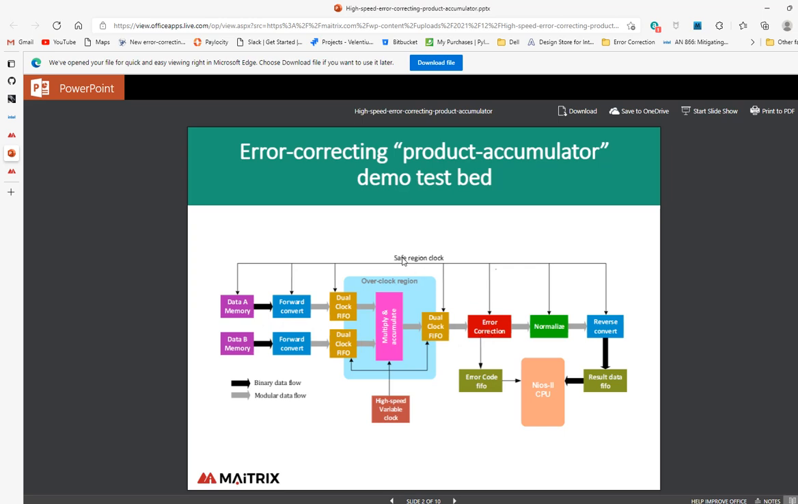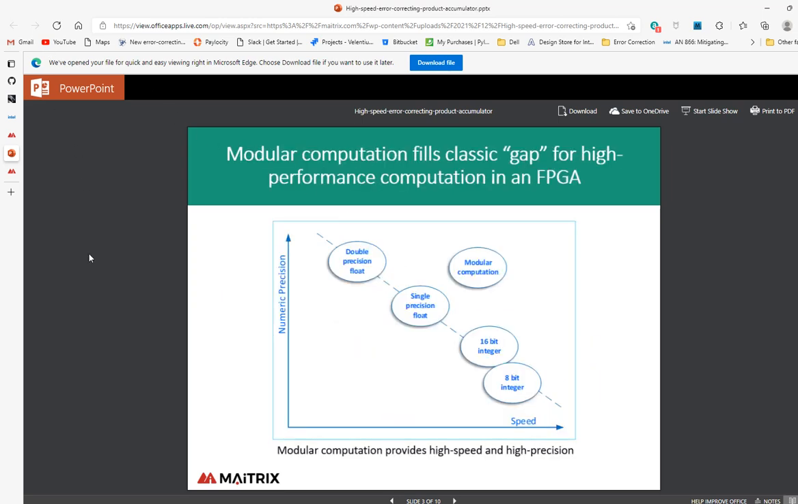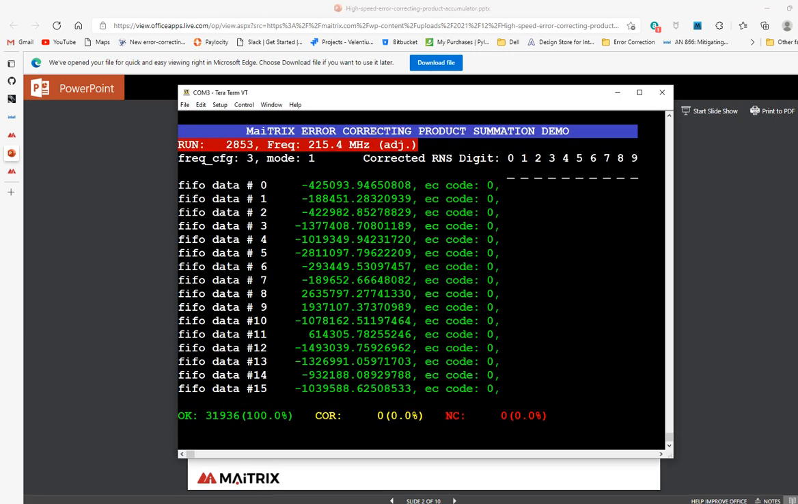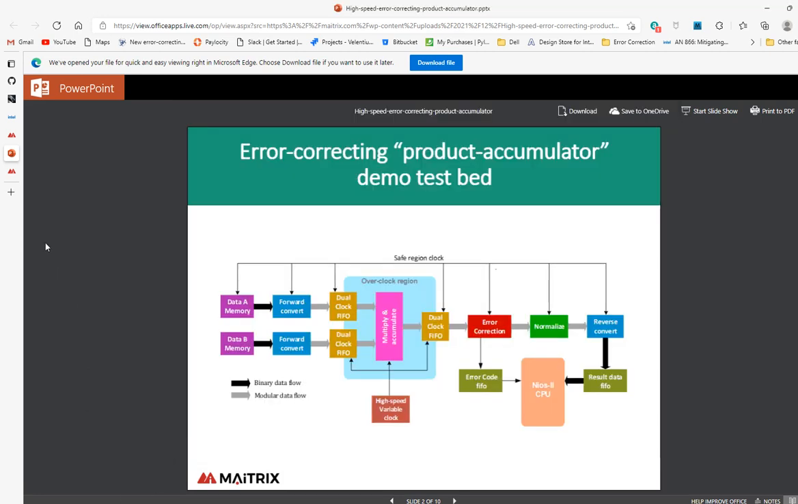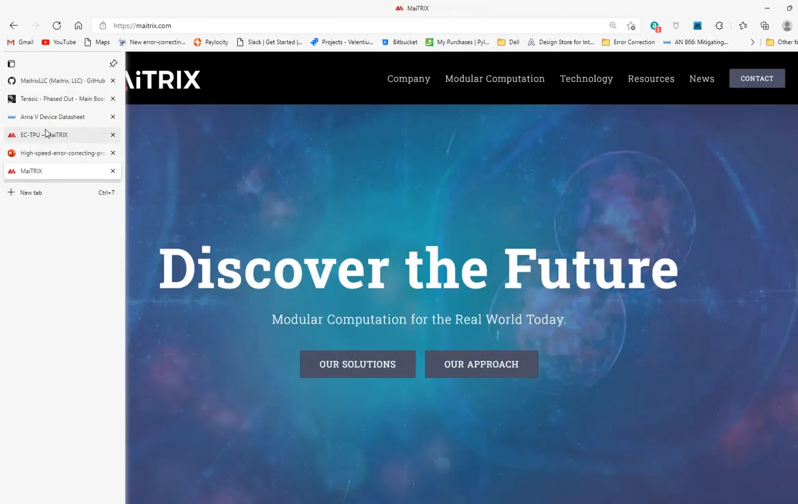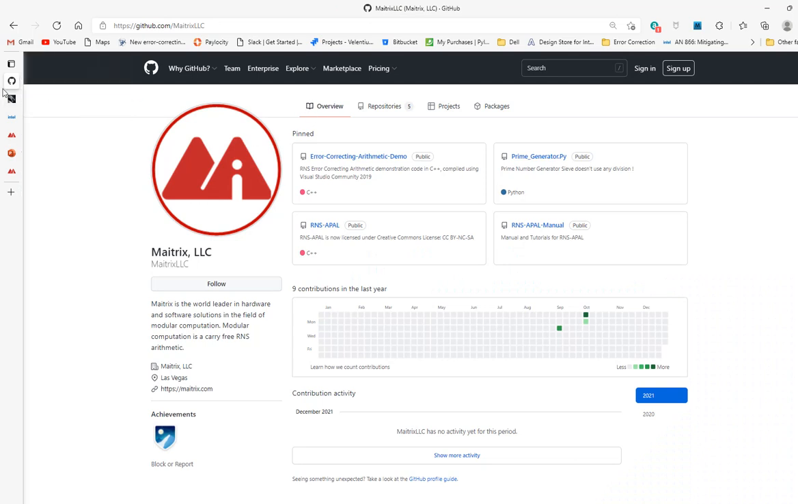So this is the safe clock region, and the safe clock region allows us to clock our error correction unit and our normalize and our converters at the correct clock rate. It's only the multiply and accumulate that's actually going to be overclocked. Okay. All right. Another thing that you should note when you're looking at this demonstration is you can also refer to our website and our GitHub site.